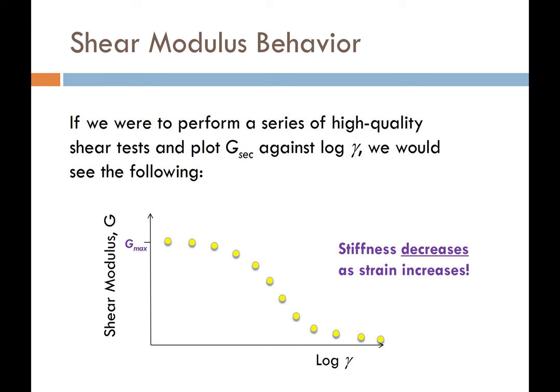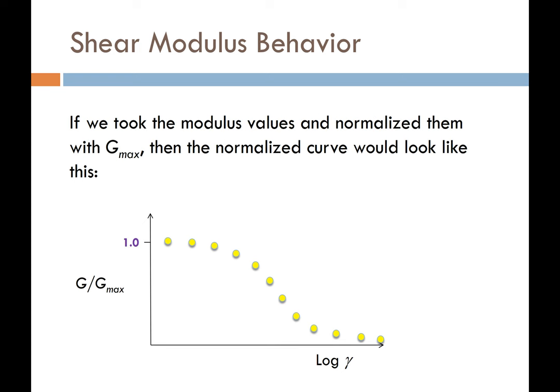So the trend that we tend to see is, and this is important, that the stiffness of the soil, as defined by the shear modulus, decreases as our cyclic strain increases. So the more we strain our soil, the higher the amplitude of the strain, the less stiff our soil becomes.